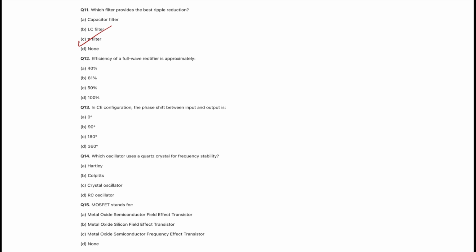Next, efficiency of a full wave rectifier is approximately: option A 40%, option B 81%, option C 50%, option D 100%. The efficiency of a full wave rectifier is option B, 81%.